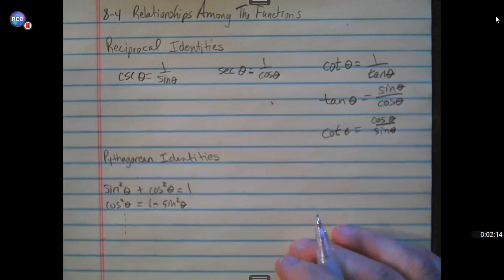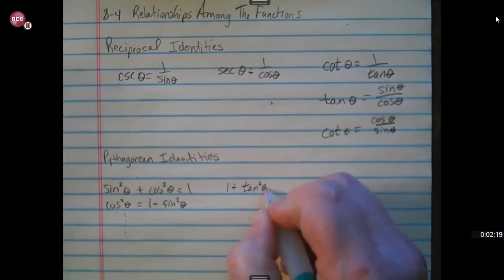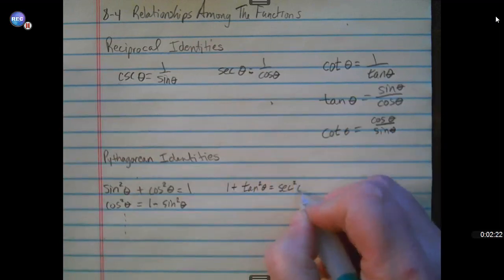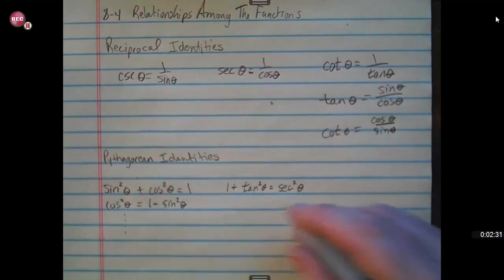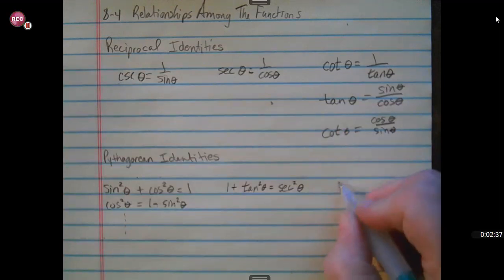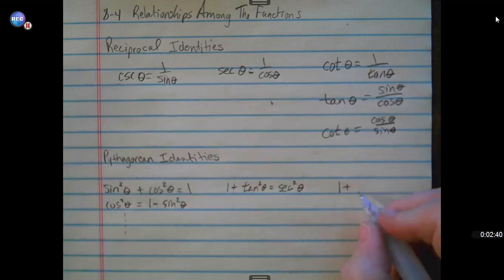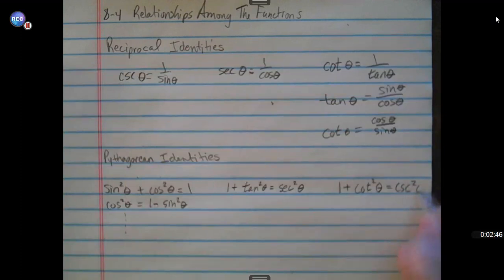And then we also have 1 plus tangent squared theta equals secant squared theta. And that too, you can solve for tangent squared theta. You can move that around. You can solve it for 1 equals secant squared theta minus tangent squared theta. And then the last one is 1 plus cotangent squared theta equals cosecant squared theta. And then, as I said, it's just a matter of using those identities to simplify expressions.